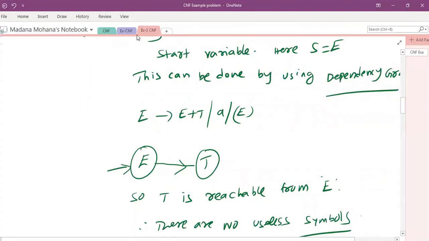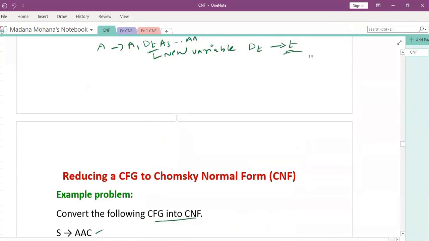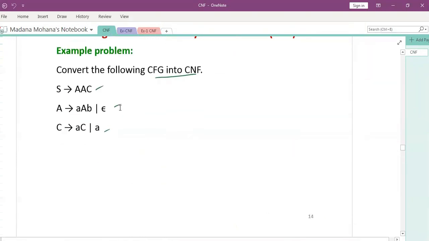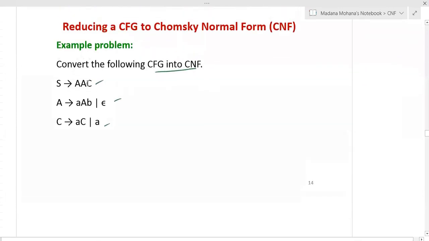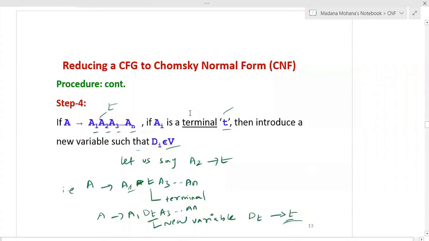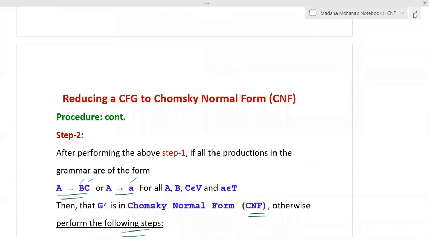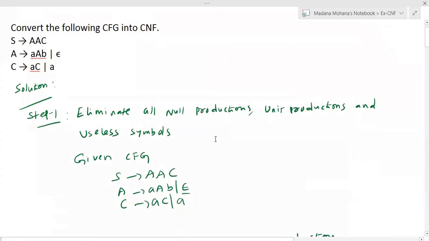Now here one more problem is solved. The second example: convert the following CFG into CNF. S derives AAC, A derives AAB or null, then C derives AC or C. Anyway, the solution is included here. Now I will explain briefly. You will also practice this one.